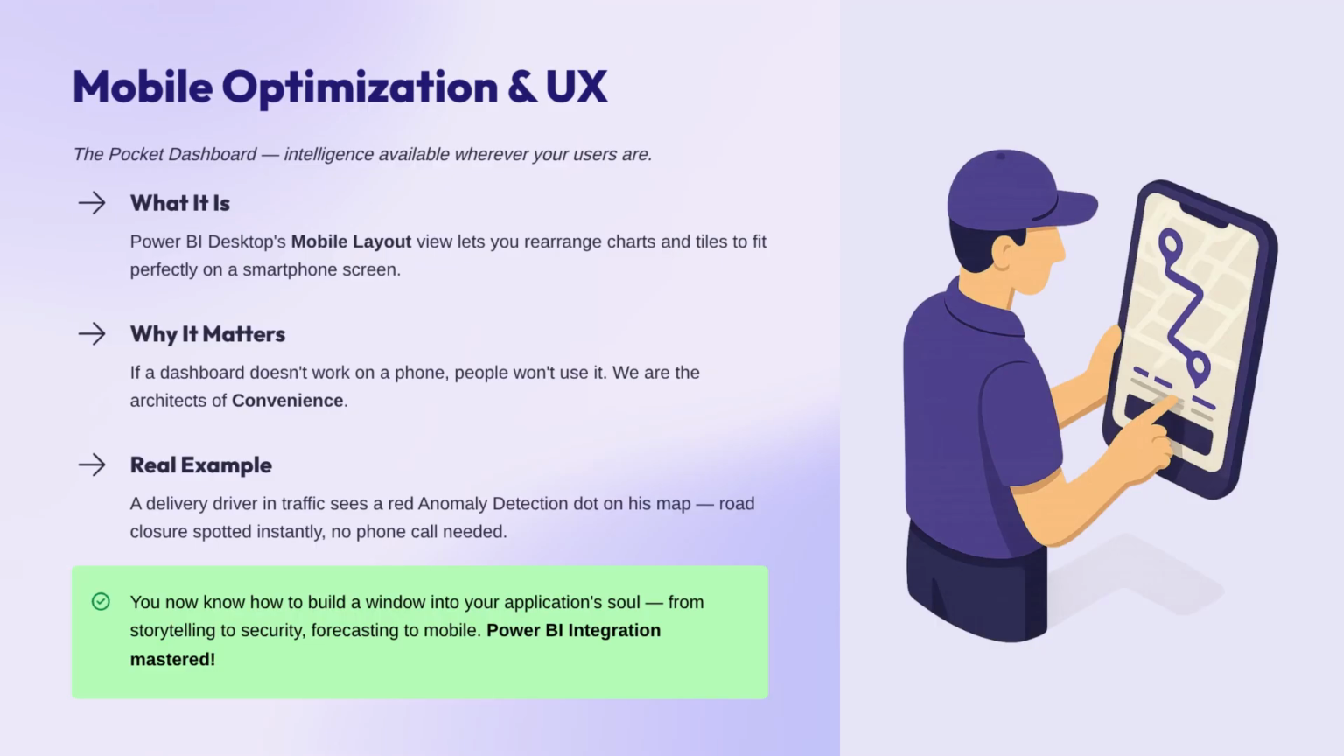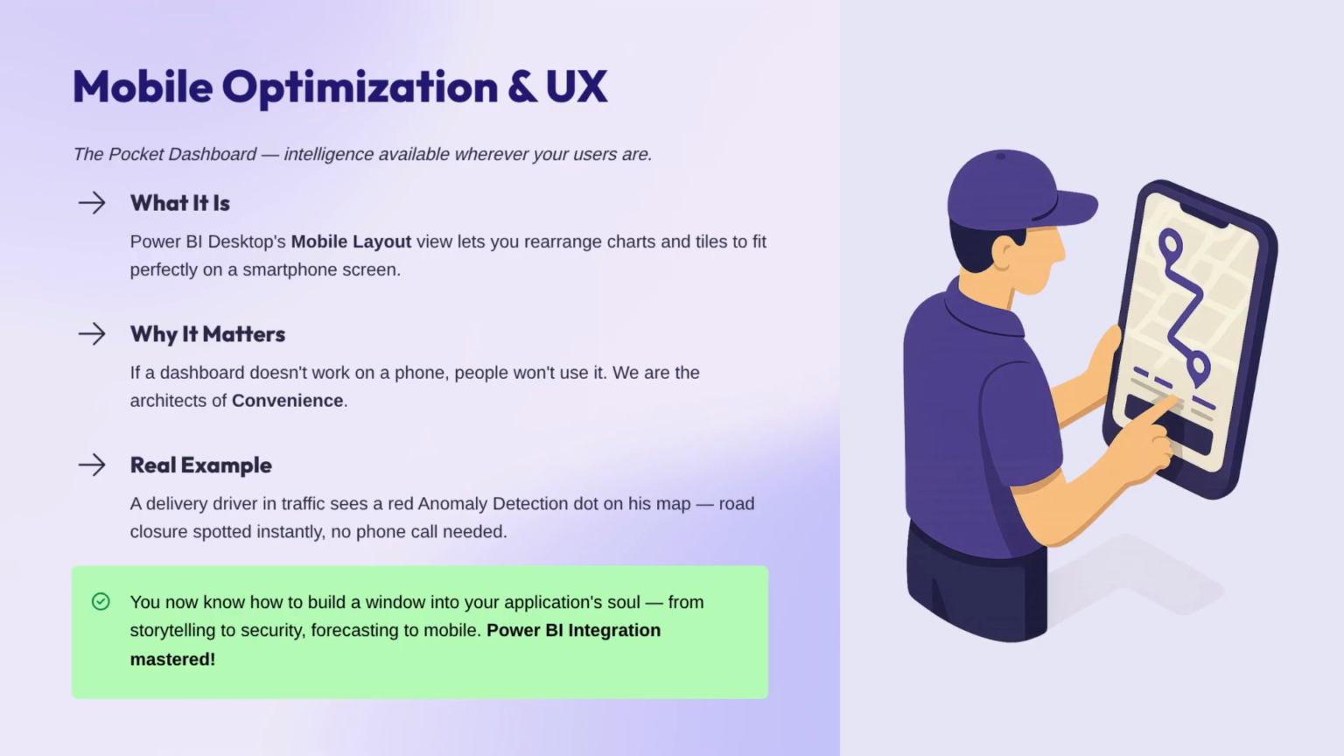Finally, we reach mobile optimization and UX. This technical area focuses on using the mobile layout view in Power BI desktop to rearrange your charts and tiles so they fit perfectly on a smartphone, ensuring that the intelligent experience is available to your users wherever they are. In our relaxed classroom tone, it simply means the pocket dashboard.